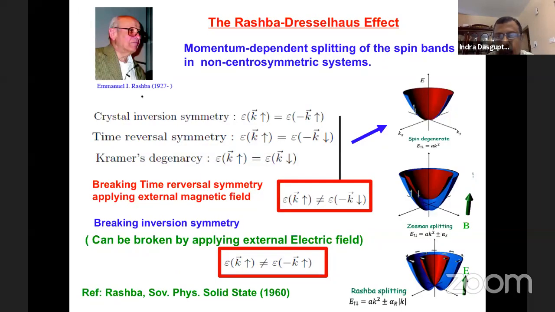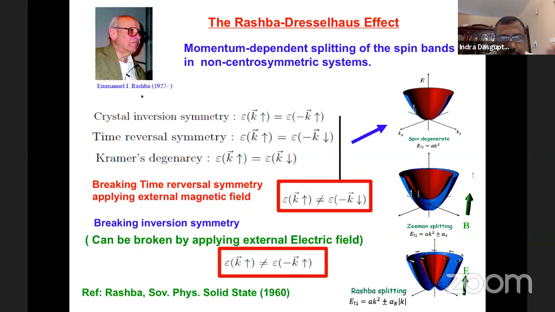Or there's also another effect which is called the Dresselhaus effect. The difference between the Rashba and Dresselhaus effects will be clear as I move on. So what is the Rashba effect? This is momentum dependent splitting of spin bands in a non-centrosymmetric system, or a system which does not host inversion symmetry. In such a system, you can have momentum dependent splitting of bands.